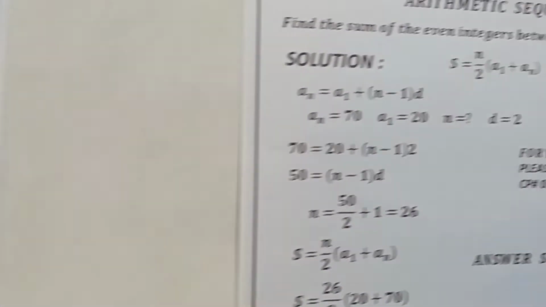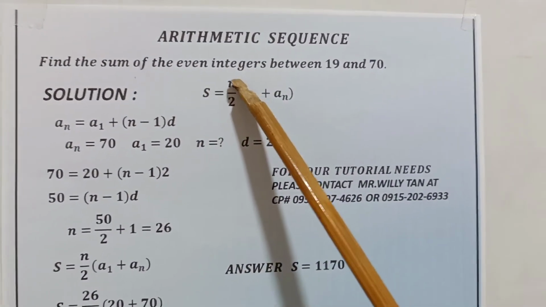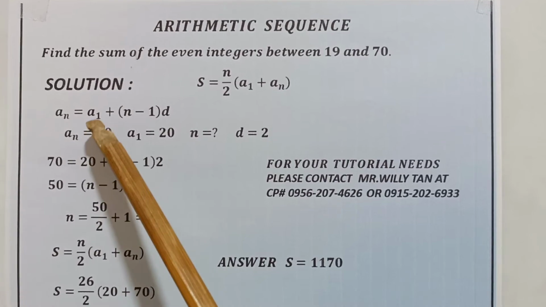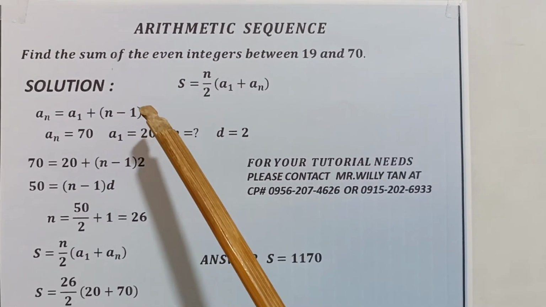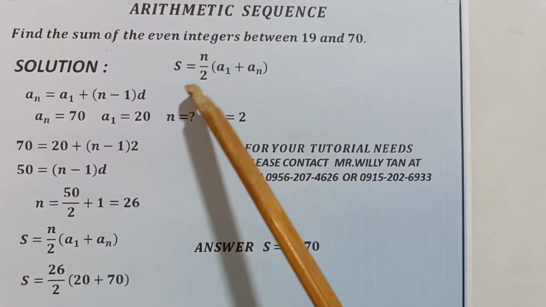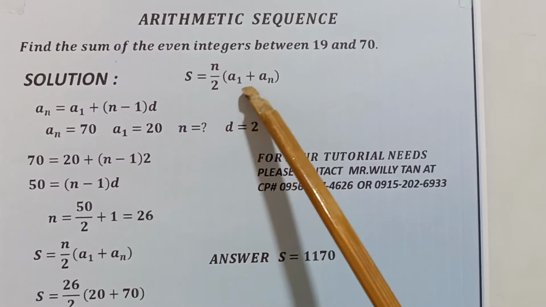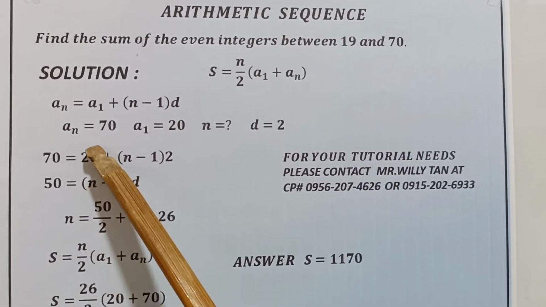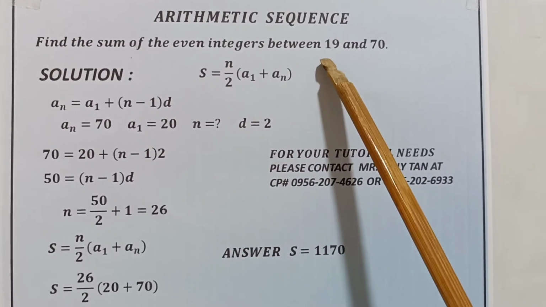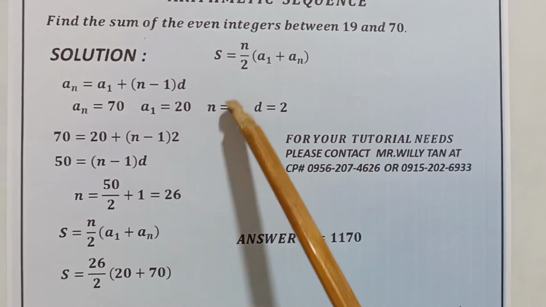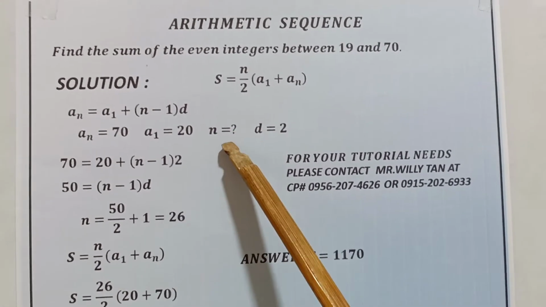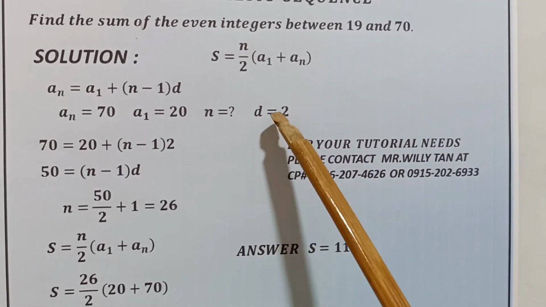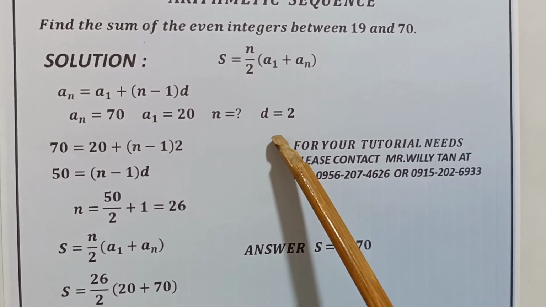So for the second problem, we are asked to find the sum of the even integers from 19 to 70. So again, we are going to use the two formulas. a sub n is equal to a sub 1 plus n minus 1 times the arithmetic difference d. And the other one is S is equal to n over 2 times the quantity a sub 1 plus a sub n. So we're given a sub n, which is 70, and a sub 1 is equal to 20 because 19 is an odd number. And n, the number of even terms, we don't know yet. The difference between the terms is equal to 2, since the difference between two even terms is 2.